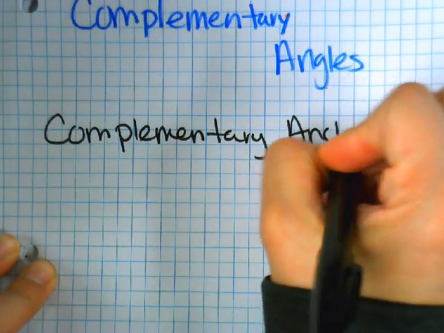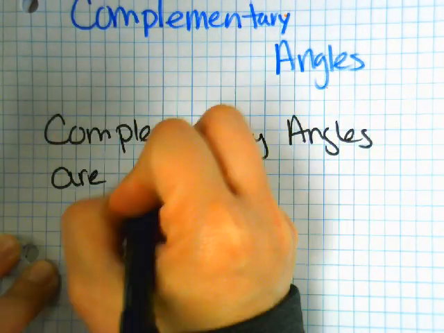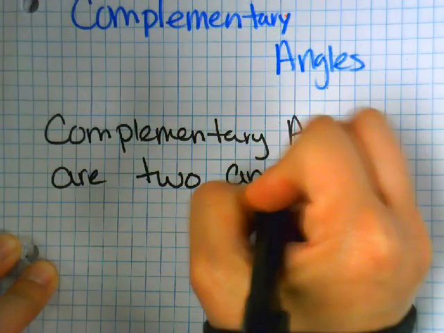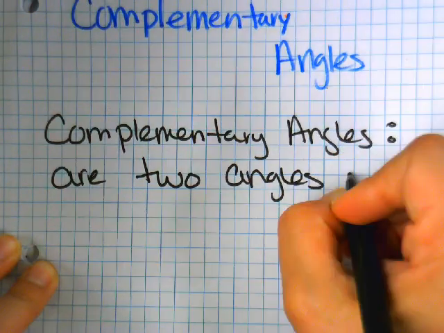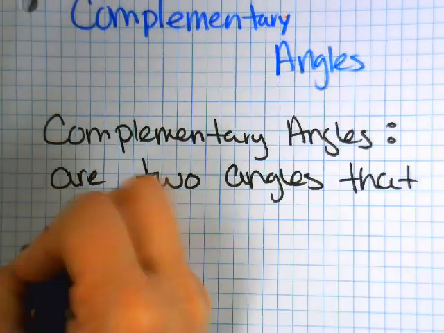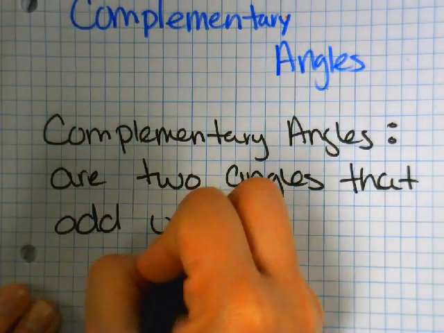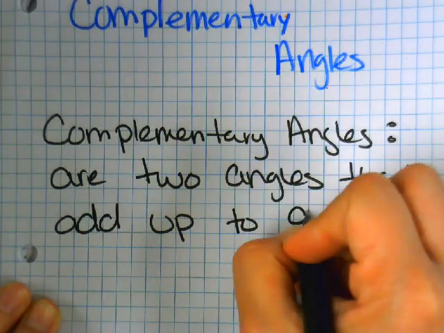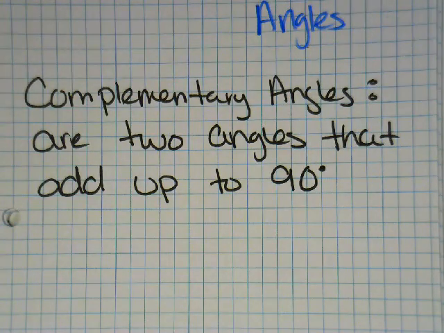Complementary angles are two angles that add up to 90 degrees. Complementary angles are two angles that add up to 90 degrees. So what, two 45-degree angles? So 25 and 65 are complementary angles. Yep.